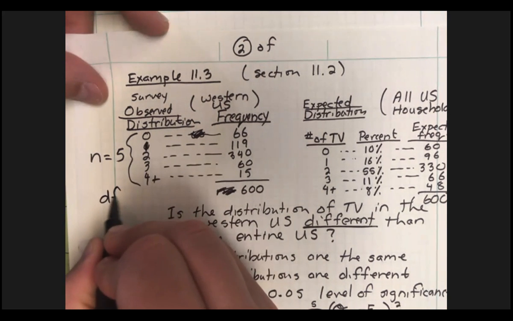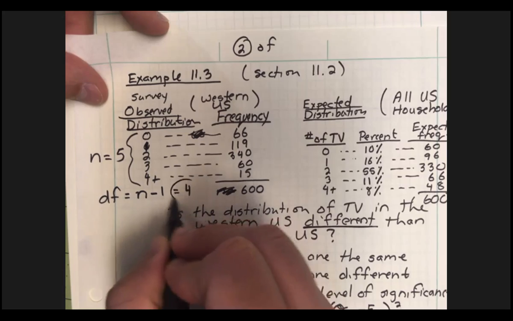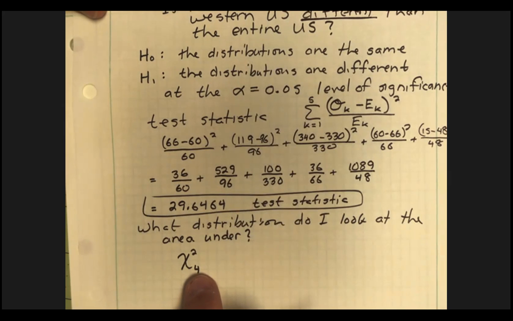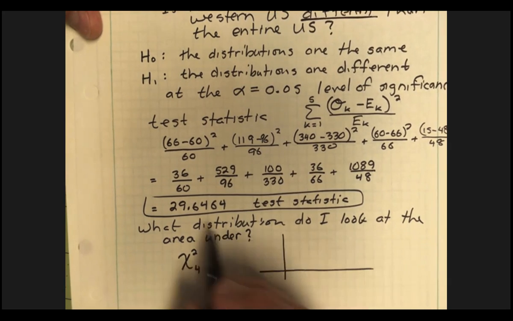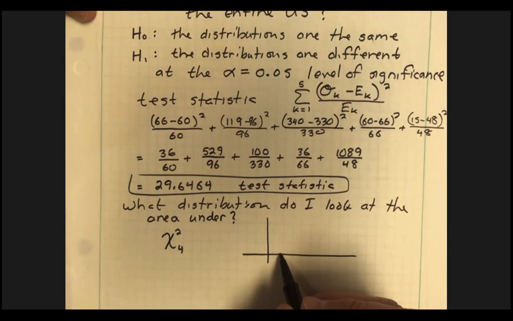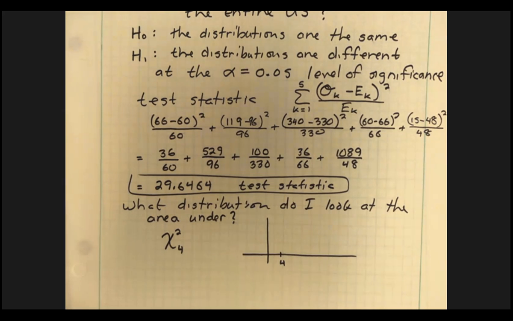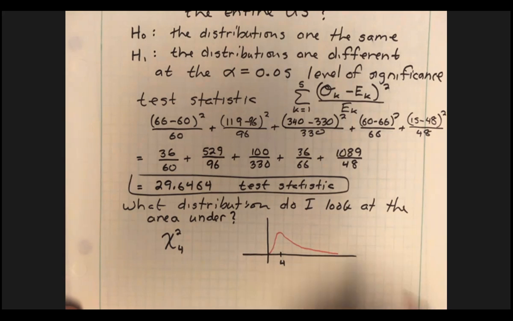So the degrees of freedom is the number of categories minus one. Here the degrees of freedom is four. So I want to look under the chi-square distribution with 4 degrees of freedom, and I want to graph the area from 29 onwards. Now, remember the chi-square distribution has a mean of four, and it's going to shoot up and then go out, exaggerated. This is a terrible drawing. I'm going to use the calculator to draw it in a second.